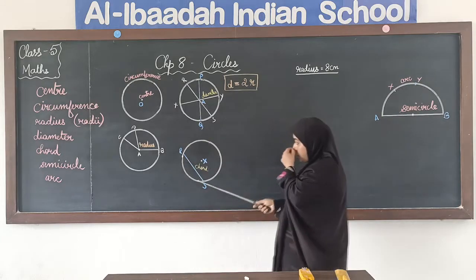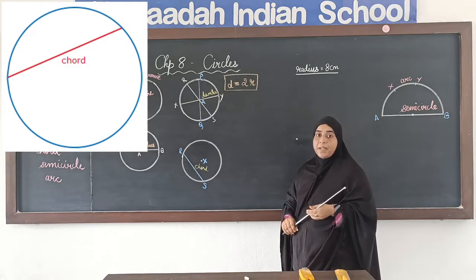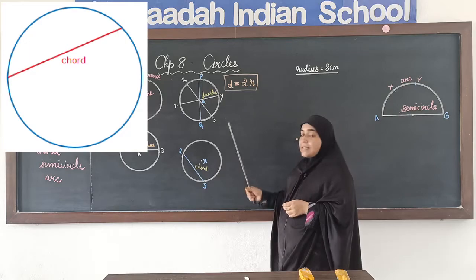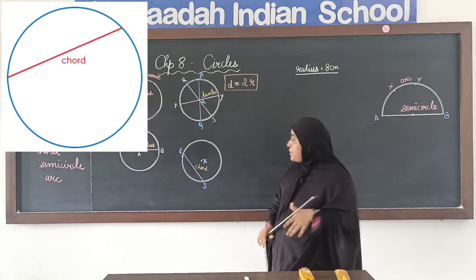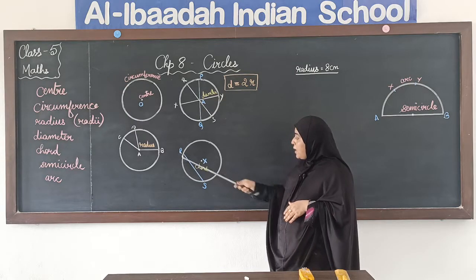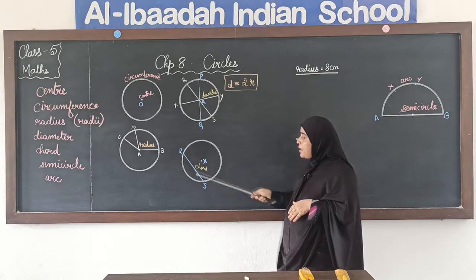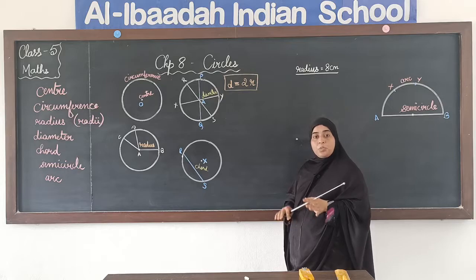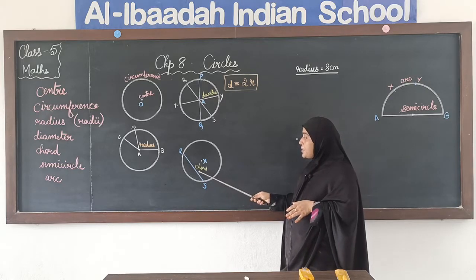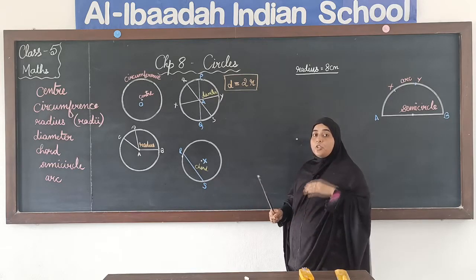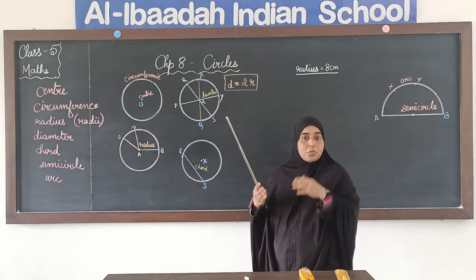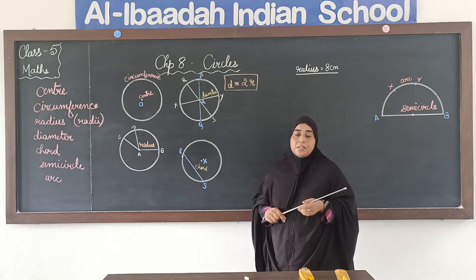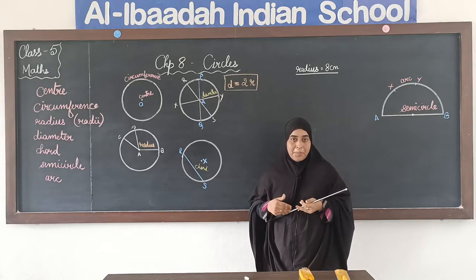Next, we will look into chord. What do we mean by chord? Chord is a line that touches two points on the circumference. For example, RS, you can see this line RS, it is touching two points on the circumference and we call it chord. Now, you might think that diameter was also doing the same thing, it was touching two points on the circumference. Then what is the difference between a chord and a diameter?